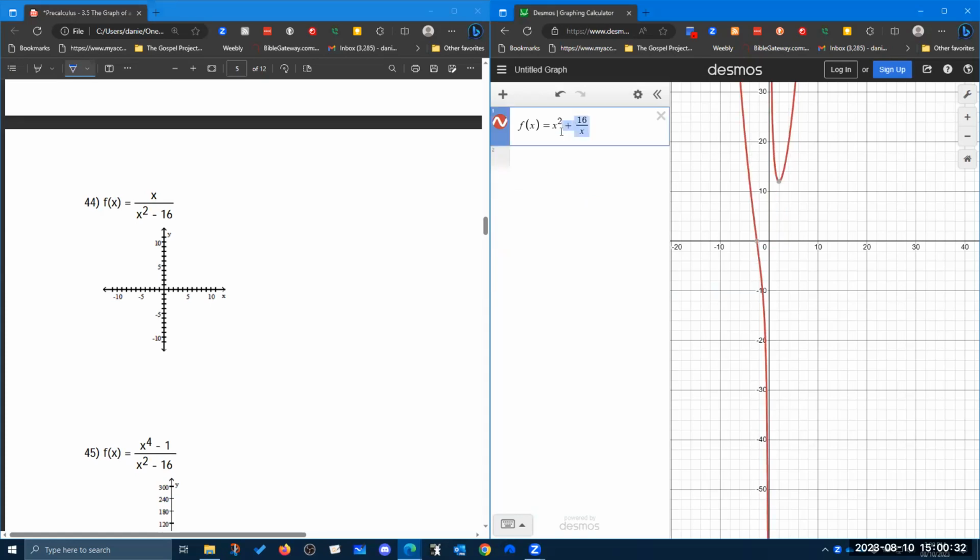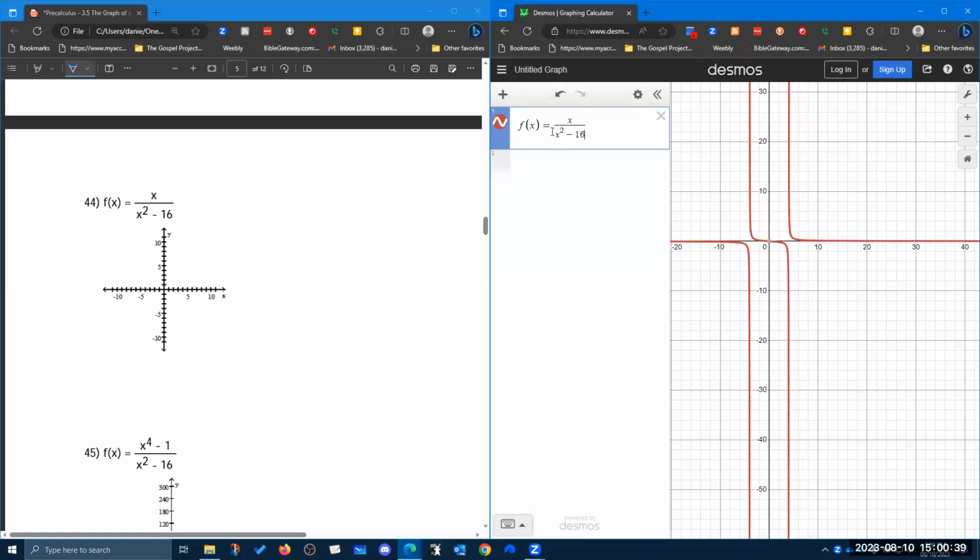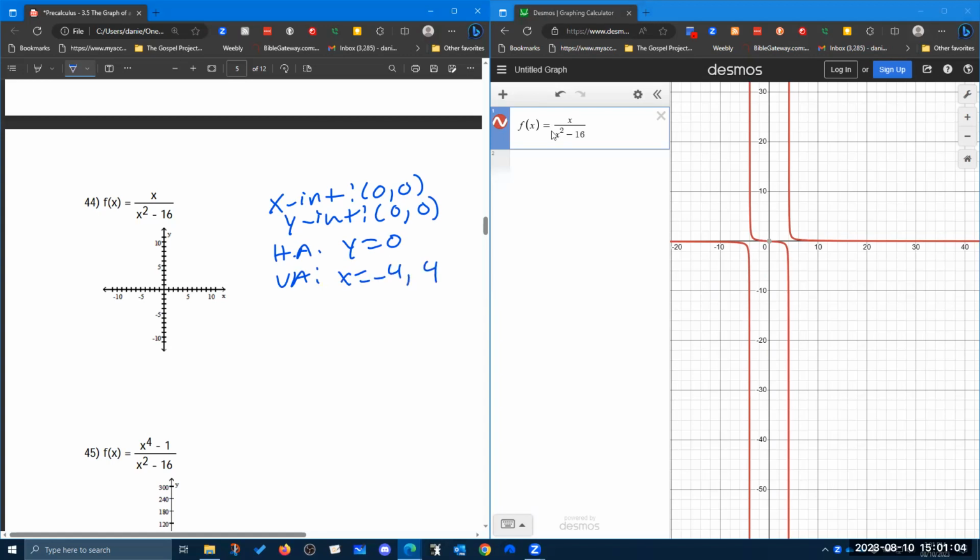Now let's try x over x squared minus 16. We're going to get x-intercept and y-intercept at 0, 0. We're going to have a horizontal asymptote at y equals 0. We have vertical asymptotes at x equals -4 and x equals 4. Let's put those asymptotes in.